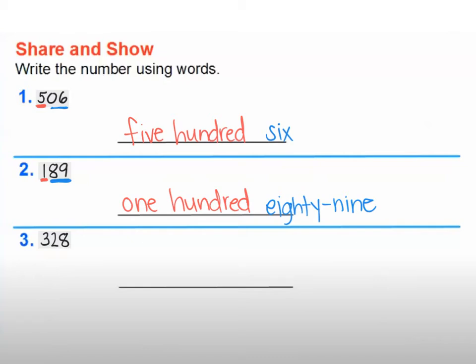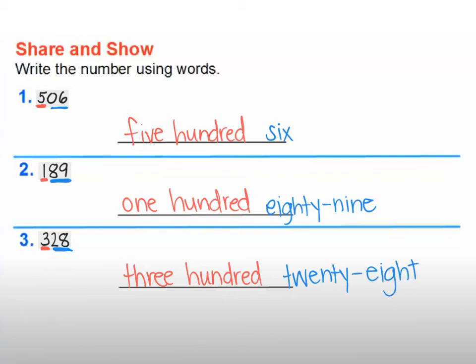Number 3. How would we say this one out loud? 328. So we write that hundreds place first. 300. And then we look at our ones and tens place together. 28. 20 dash 8. So we would read this one out loud as 328.